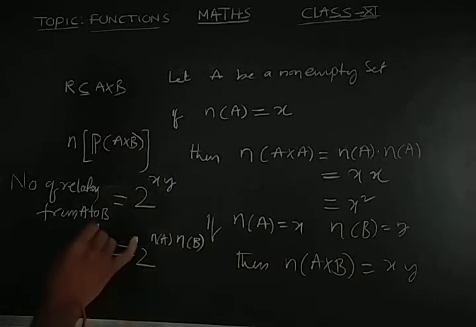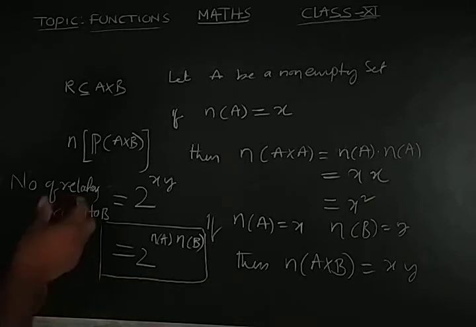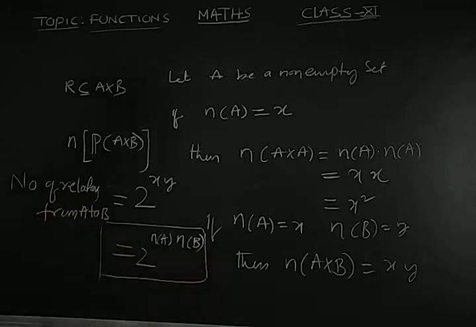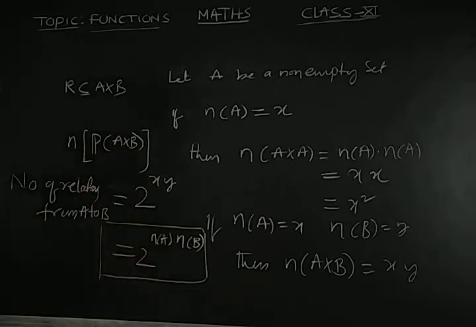So this is the formula to find the number of relations constructed from A to B, that is, the number of relations which are subsets of A cross B. This is a very important formula to find the number of relations from A to B. Okay, next.